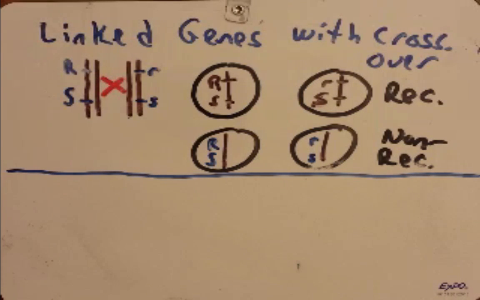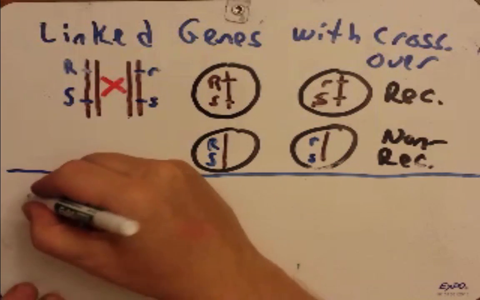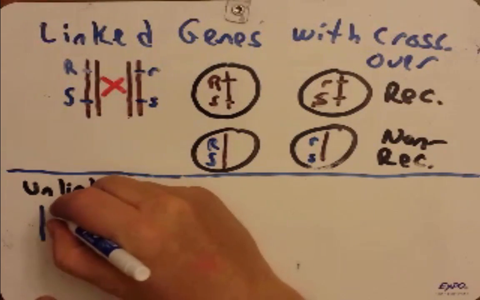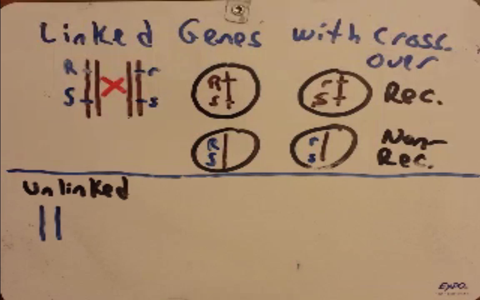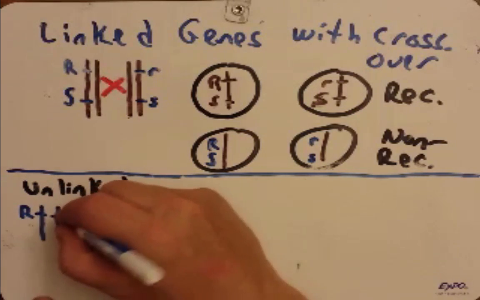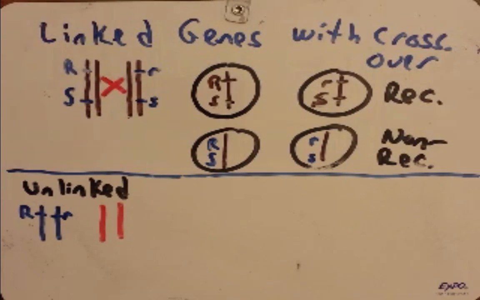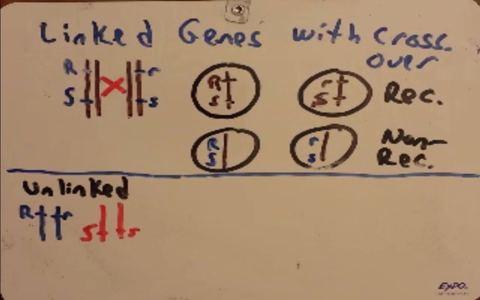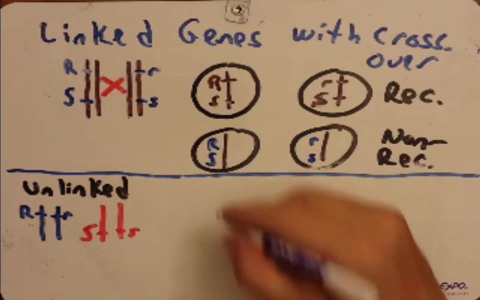What I want to do is take a quick flashback. It's always fun to do. And remind ourselves what unlinked looked like. Remember, unlinked was a situation where we had 2 genes on separate chromosomes. So if these were our genes R and S and they were on separate chromosomes, we might have R on the blue one here, and we might have S on the red one. And because of independent assortment, we would get 4 gametes.